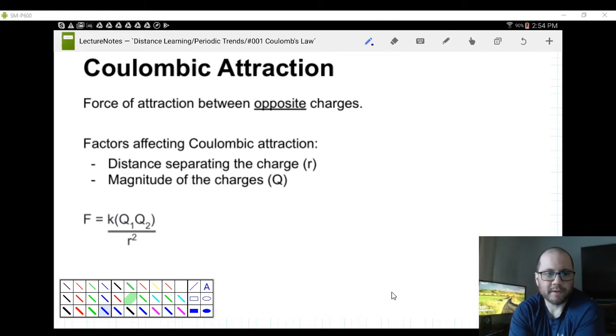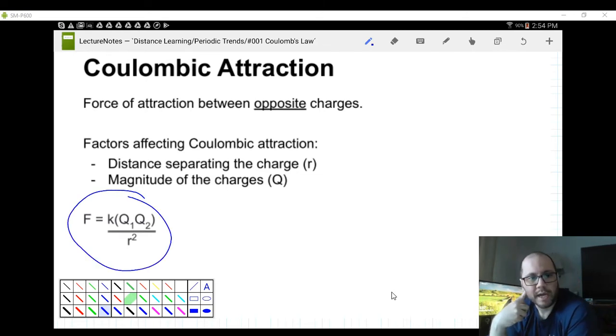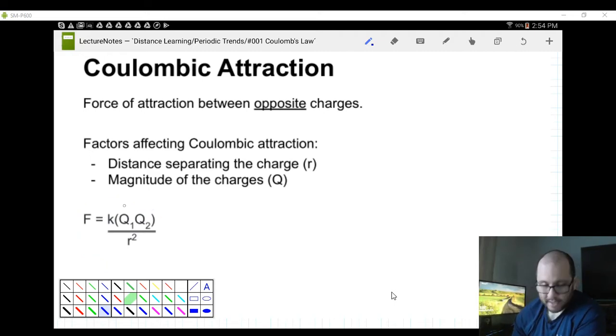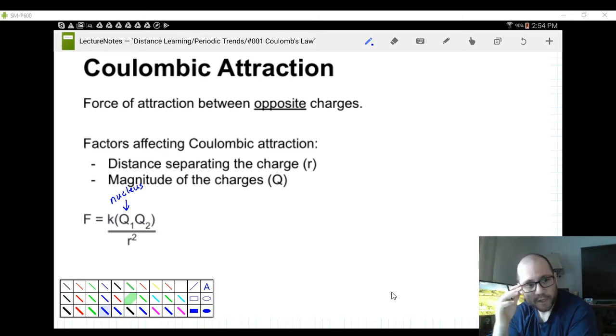The formula for Coulombic force is given down here. The force is proportional to the two charges, the positive and negative charge, or the two positive charges, or the two negative charges, and it's inversely proportional to the distance between those two charges. So in the case of Coulombic attraction, in our sense for chemistry, we're talking about the charge of the nucleus, and we treat the nucleus as one big positive charge because it is so dense. All those protons are essentially right on top of each other, so compared to the electron that they're attracting, we treat them as just one point.